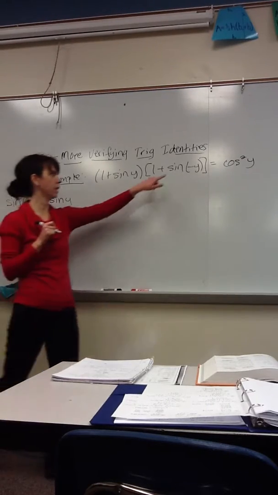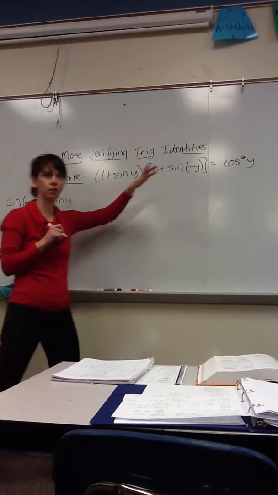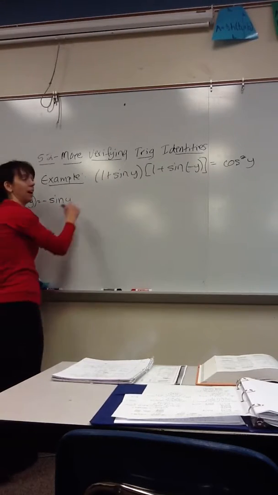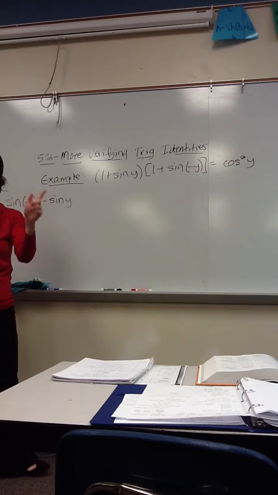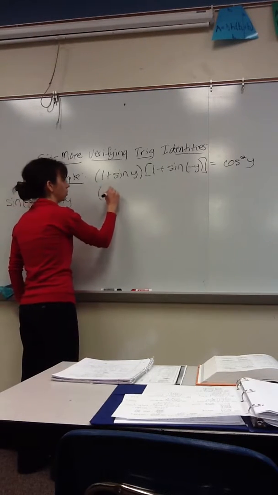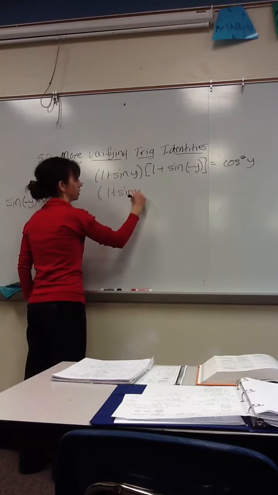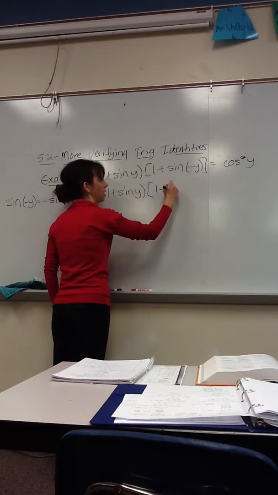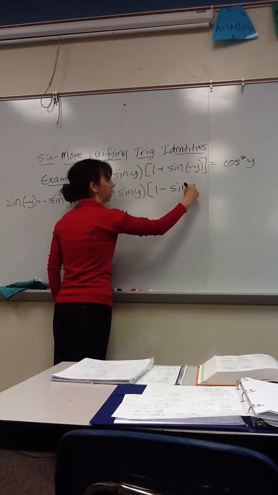So what I'm going to do is take this and change it so it reads this instead. So 1 minus the thing? Yeah, so it's going to be not 1 plus a negative sine of y, we're just going to write 1 minus the sine of y. So we have 1 plus the sine of y times 1 minus the sine of y.